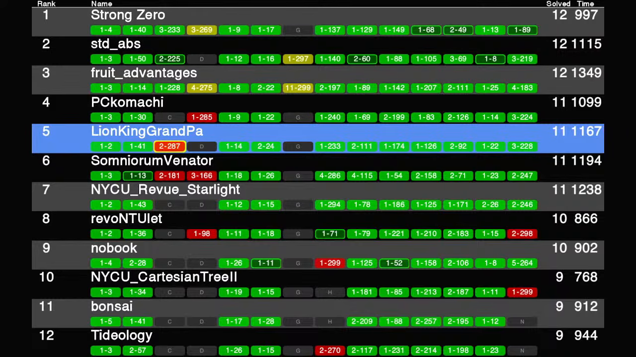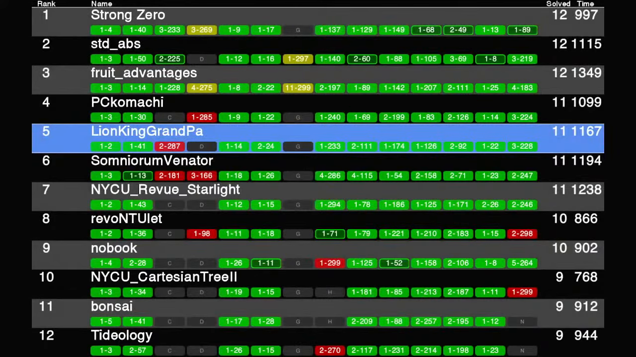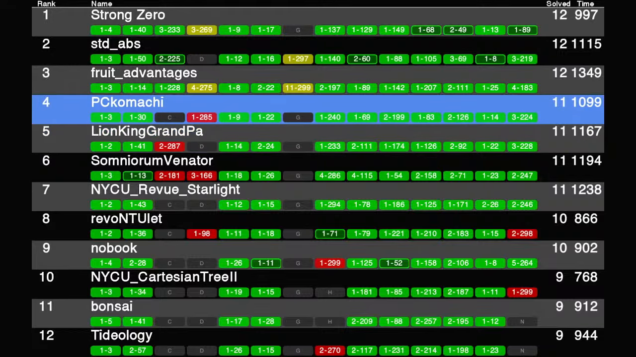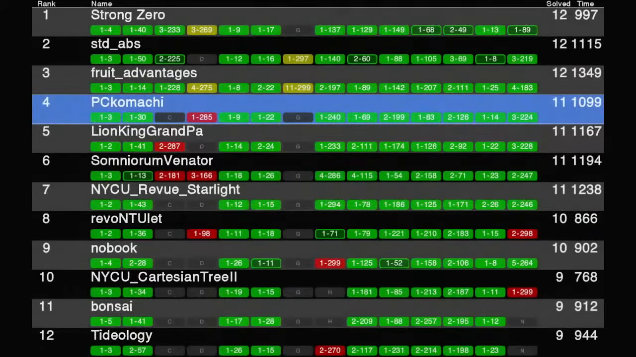That one is a no. So they finished in 5th place, and yeah, they are also the gold medalists. Now we're in the top 4. PC Komaki, they have no submissions left, so they are 4th place.